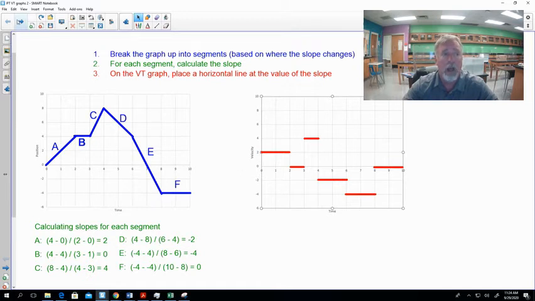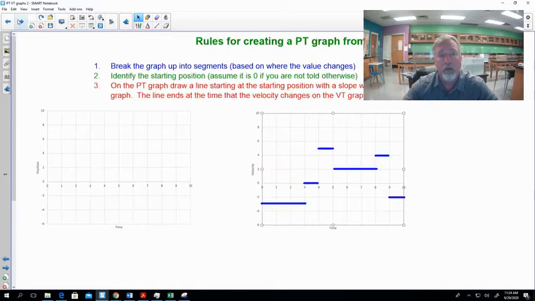So let's look at how we go, if we're given a velocity time graph, how do we create a position time graph? Well, the rules are pretty similar. In fact, the first rule is identical. I want you to break the graph up into segments. How do we know here how much it's changed? It's when we see a value change in our velocity. So I'm going to go ahead and put the labels on the segments.